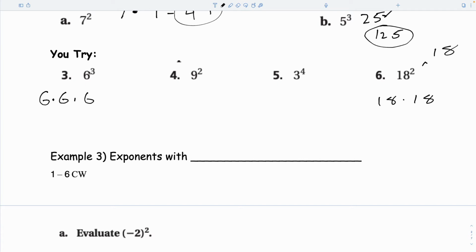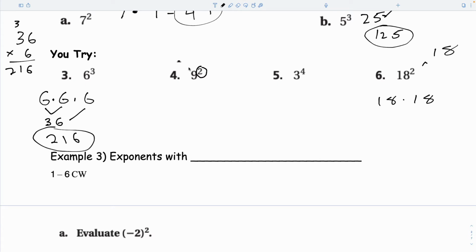And if you have more than an exponent of 2, I want you to show your work like this. We're going to multiply 6 times 6. That's 36. Then multiply 36 times 6. That's your answer. 216 should be the answer for 3. Number 4 is not 9 times 2. The answer is not 18.